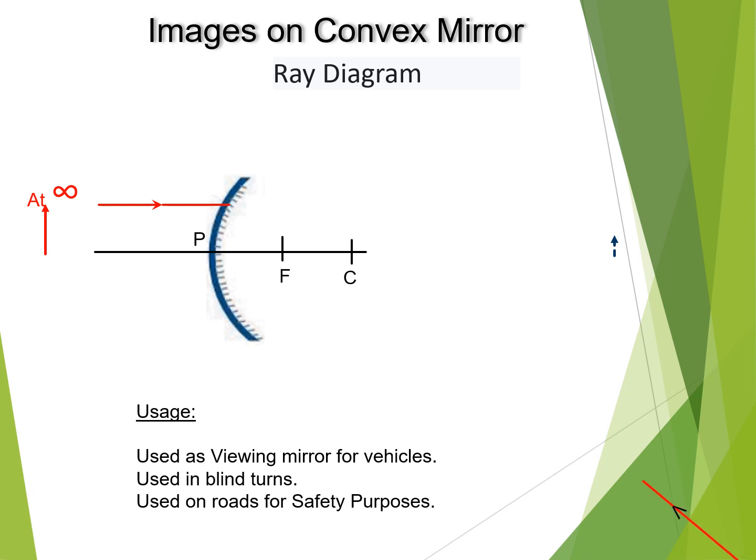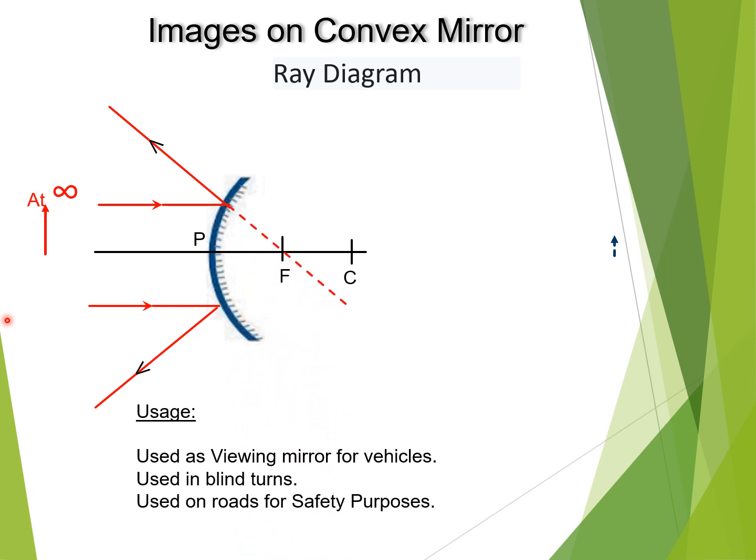We can see that after striking the reflecting surface of the mirror, the incident ray is diverging or it is spreading out. Similarly, the second incident ray also, which is parallel to the main axis, this is also getting diverging. Now, these two reflecting rays will never meet because they are diverging. It is going in this direction, it is going in this direction. So what to do? How to form the image?